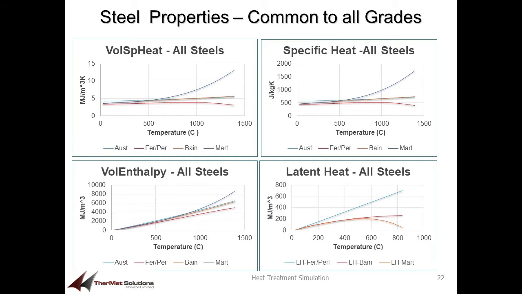Steel property models can be done in different ways, and you have got volumetric specific heat as a function of temperature, specific heat of all steels, volumetric enthalpy, latent heat. All these are functions of temperatures as depicted in this diagram. This is taken from the literature. There's also a possibility of generating these specifically for particular steels, which makes it that more complicated.